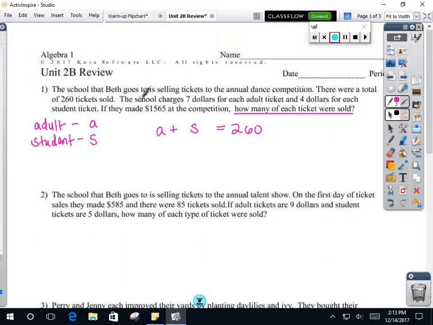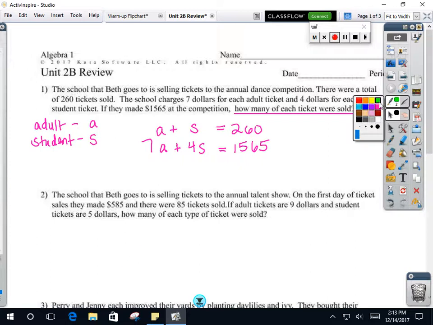Now, in the next sentence, it says the school charges $7 for each adult ticket and $4 for each student ticket, and when they charge that money, they make this much money. So the first equation is all about the total number of tickets. The second equation is about the total money. That's why you attach the prices to the variables. So does everybody understand how I created those equations?